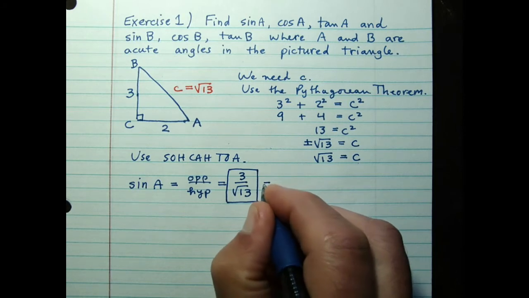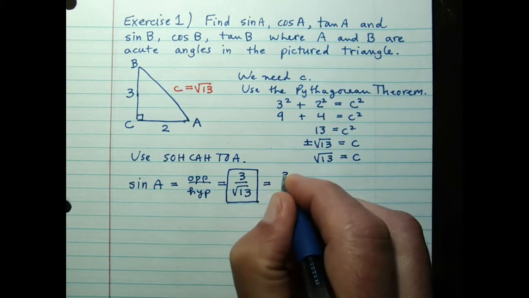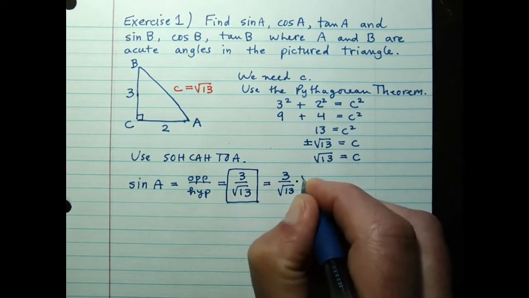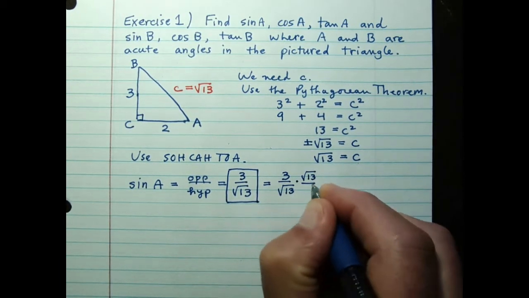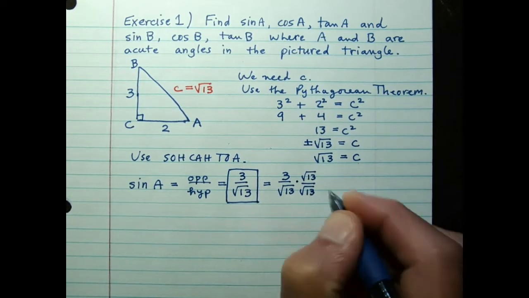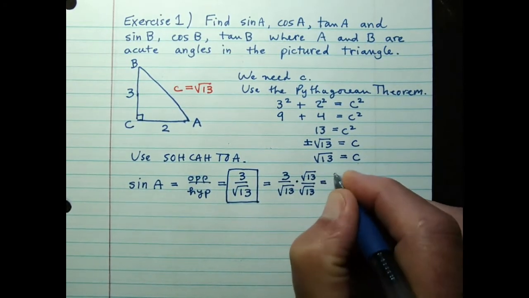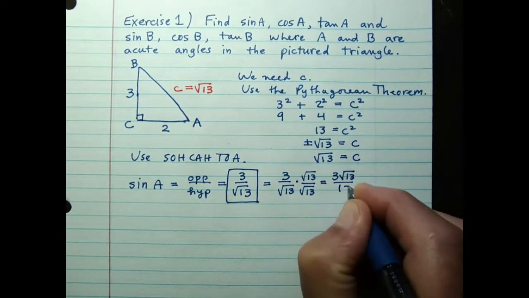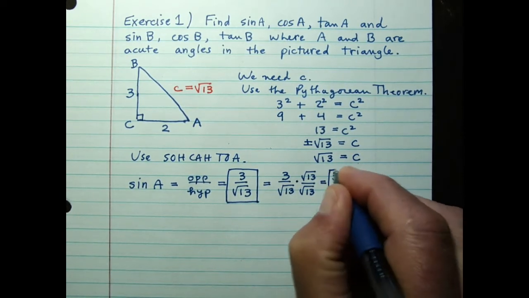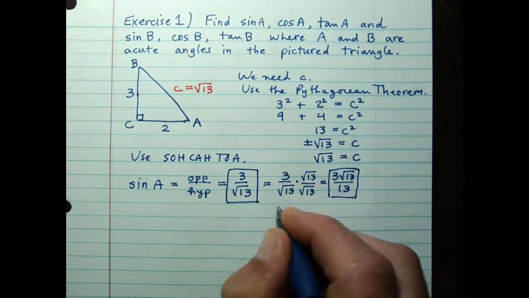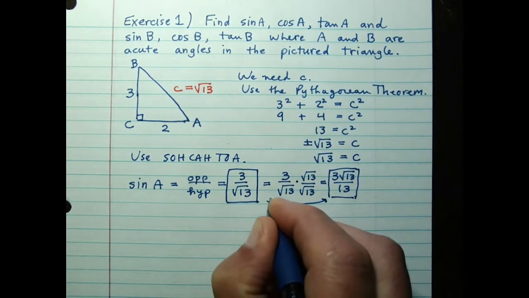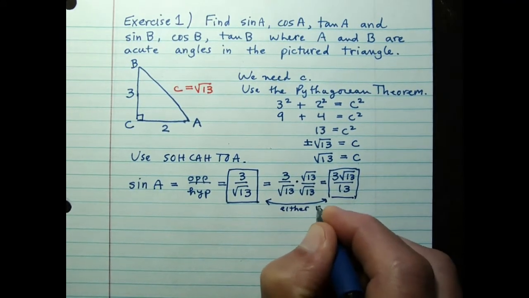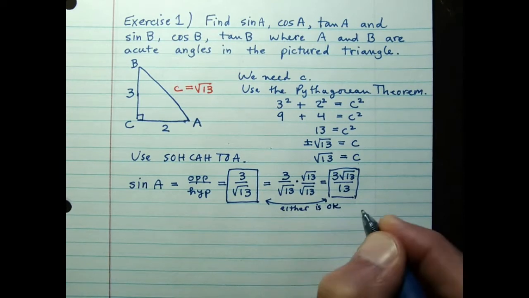But if you want, and you may have been taught to always do this, if you want to rationalize that denominator, get the square root out of the denominator, you multiply by square root of 13 over square root of 13, which is equal to 1. So you change the look without changing the value, and you get 3 square root of 13 over 13. So that's just fine. Either is okay. You don't have to write both.